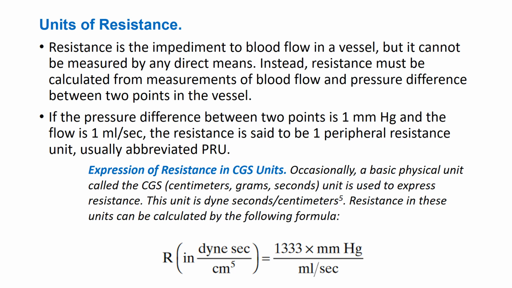Expression of resistance in CGS units. Occasionally, a basic physical unit called the CGS (centimeters, grams, seconds) unit is used to express resistance. This unit is dyne-second per centimeter to the 5th power. Resistance in these units can be calculated by the following formula.